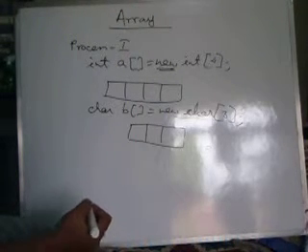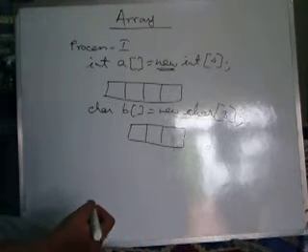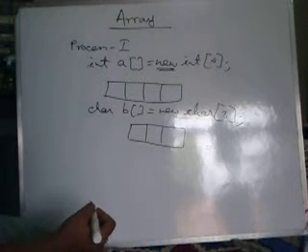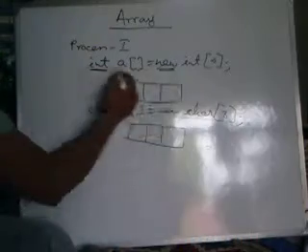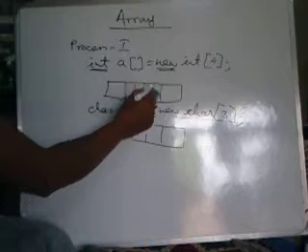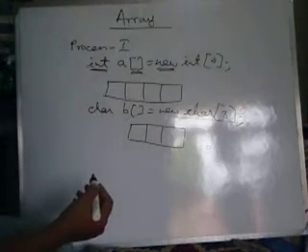This type of array we create when the input value is unknown. The user will give input during the program execution. So in this case, this is the data type of the array. That means this array will contain integer values. Then this box is representing the array.